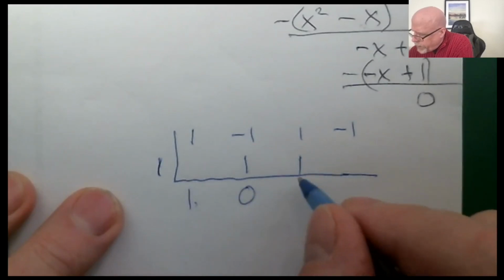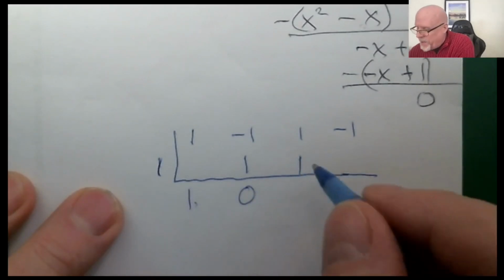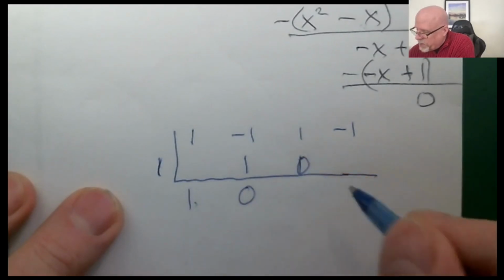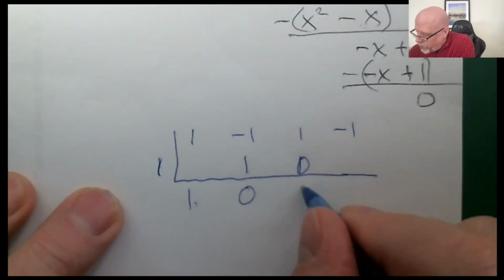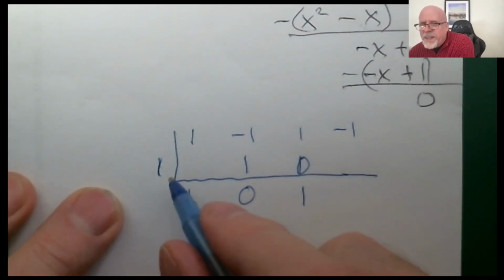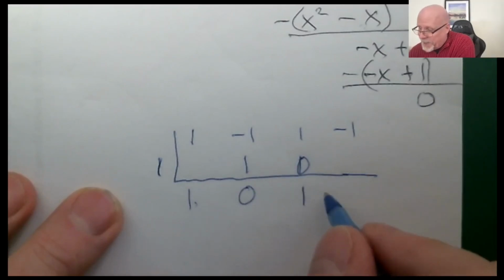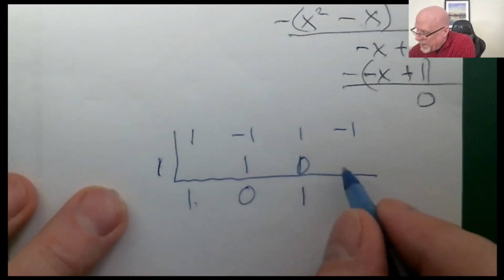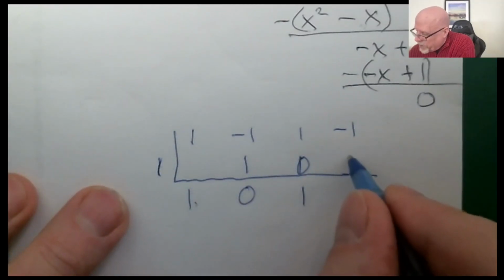1 times 0. I got 1 times 0 and got 1. No, silly. 1 times 0 is 0. And then we add and get 1. I only caught myself because I know what the answer is on this one. Sorry. Anyway, 1 times 1 is 1.